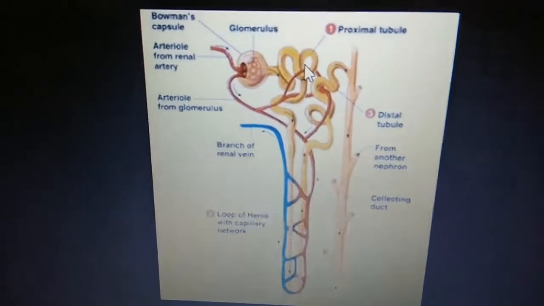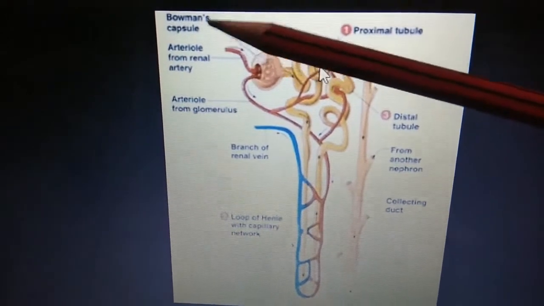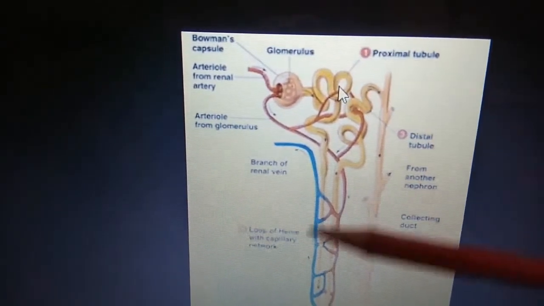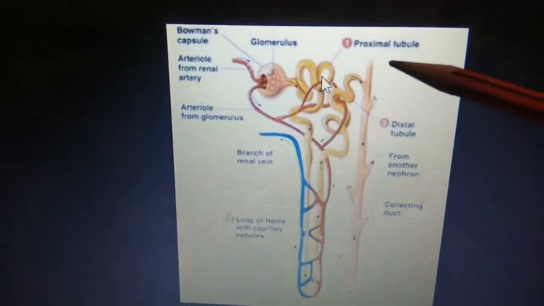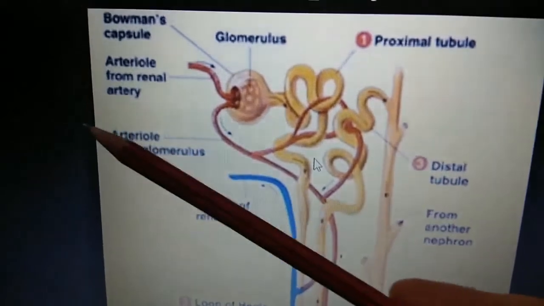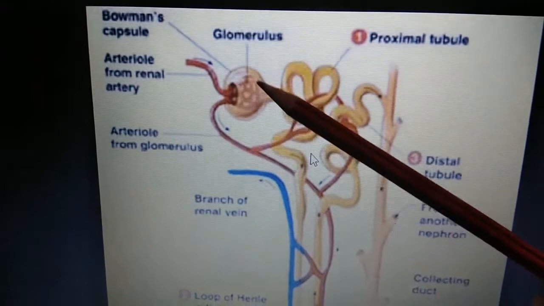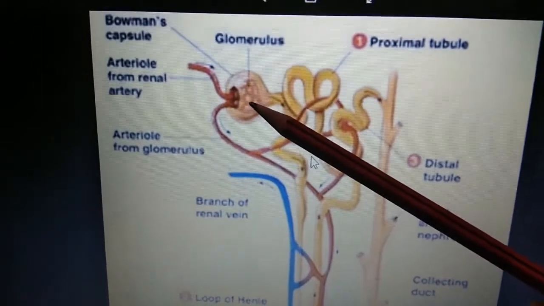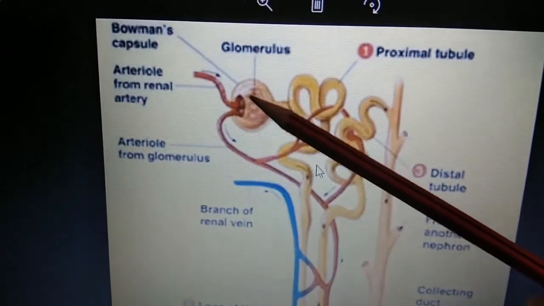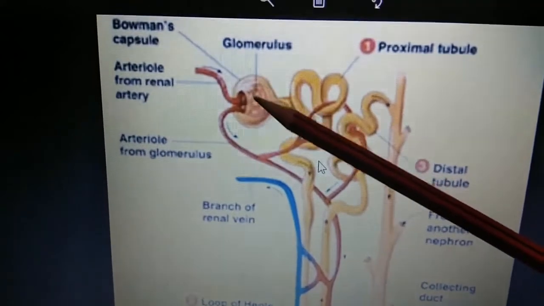Now we will see the structure of the nephron. The nephron has two parts. One is the renal corpuscle, containing the glomerulus and Bowman capsule. Second is the renal tubule, having three parts: proximal tubule, loop of Henle and distal tubule. The blood containing nitrogenous waste enters the glomerulus through the renal artery at high pressure. The glomerulus has a network of thin capillaries with slit pores.